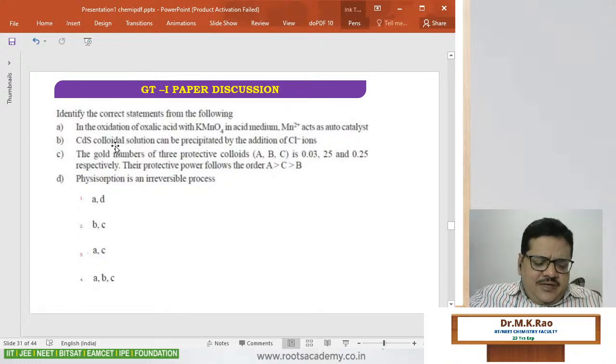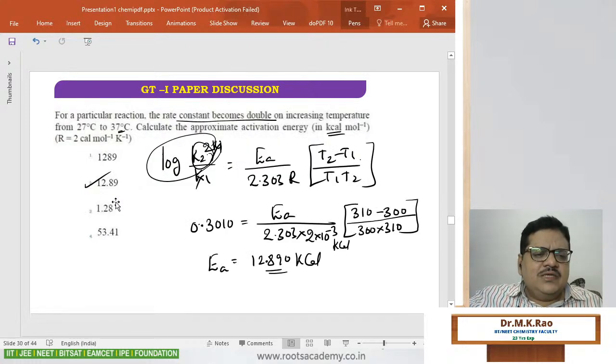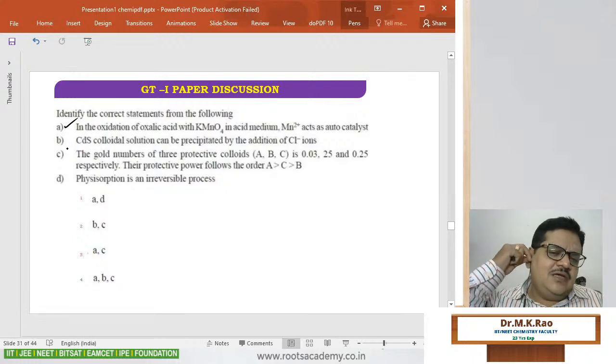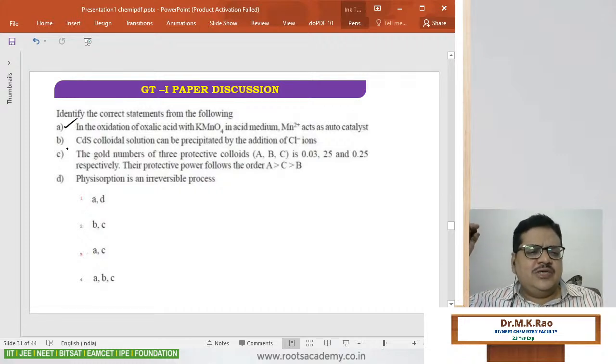Next, identify the correct statement from the following, for a particular reaction. In the oxidation of oxalic acid by KMnO4, Mn+2 acts as an autocatalyst. It is correct. Cadmium sulfide colloidal solution can be precipitated by addition of Cl minus. It is a positive catalyst. So on addition of Cl minus, precipitation takes place.